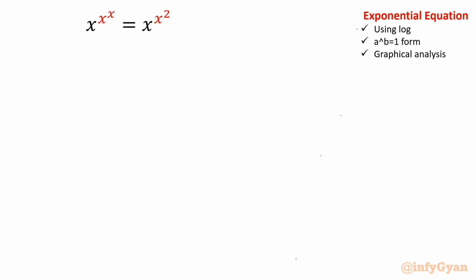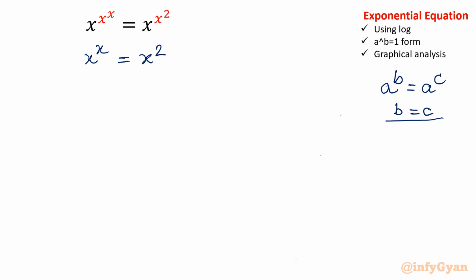Okay, so let's get started by writing one exponent property, that is a raised to the power b equal to a raised to the power c. Then we can conclude b equal to c. Okay, so x power x will be equal to x power 2.